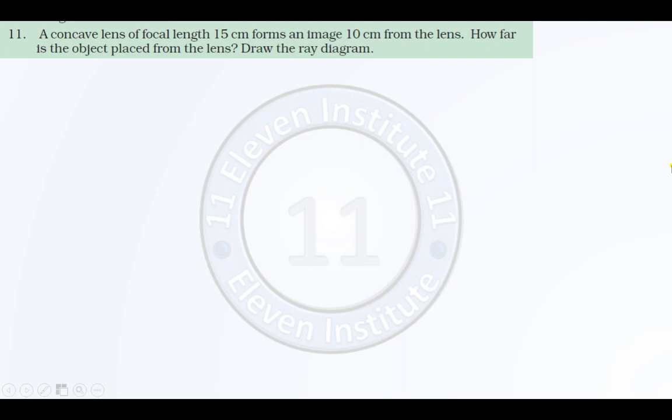Number 11. A concave lens. So the image formed will be definitely virtual and erect. There is no other option, right? You quite well remember the concave lens, which is shaped like this. This will be the principal axis. There will be the optical center.